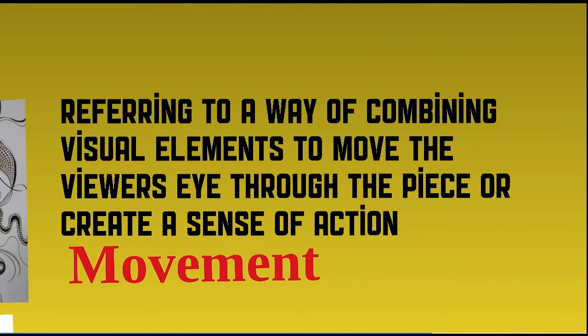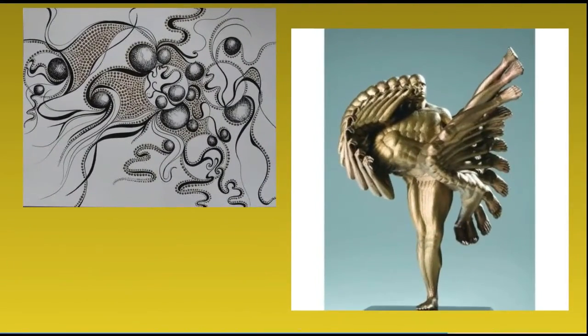Now let's go to movement. It refers to a way of combining visual elements to move the viewer's eye through the piece or create a sense of action. See? With the following elements being used like in the first picture, you are trying to trace the line. And when you trace the line, the artist guides you through his or her artwork.